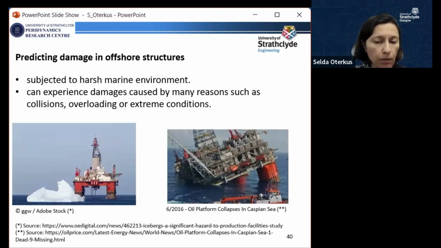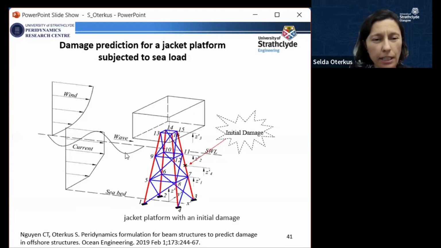Just like in the finite element model, we have simplified elements, which are beam elements. We also came up with a peridynamic beam model, which means it will have the damage capability inside. Here, for demonstration purposes, we have modeled a jacket structure, and we assume that it is subjected to current, wave, and wind loading. Here's the superstructure on top of our jacket platform. We assume there is an initial damage, and we want to see how the structure behaves when subjected to all this loading.